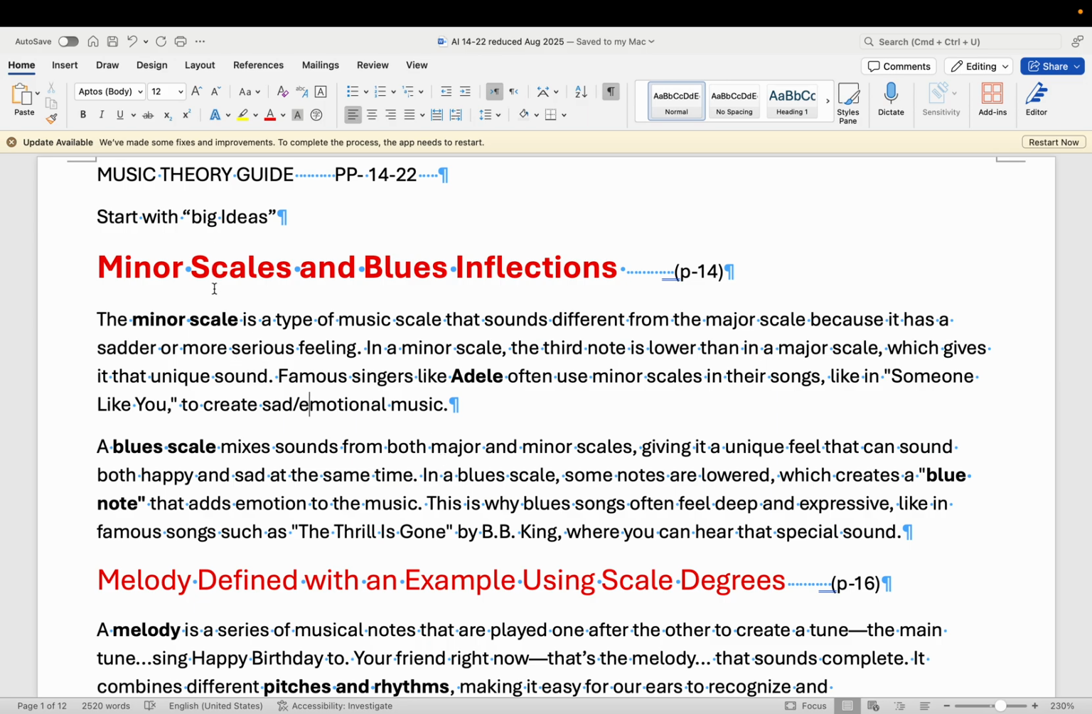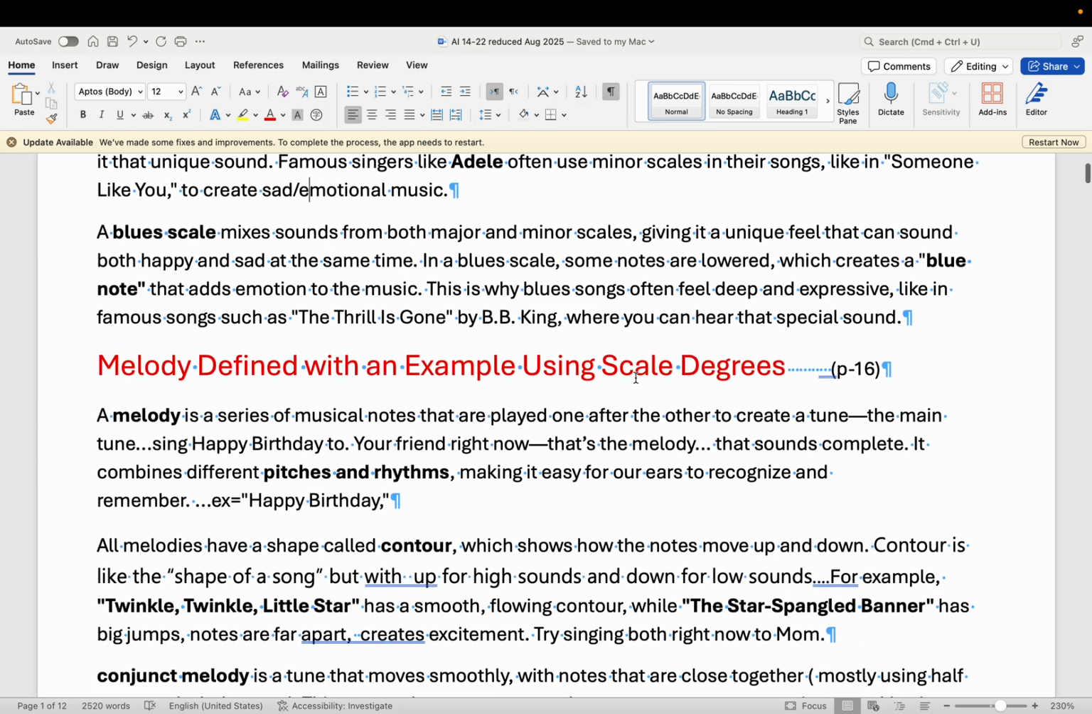So first thing, minor scales and blues. This is basically minor music feels sad, and blues is a style of music we're going to go a lot more about in the next section.